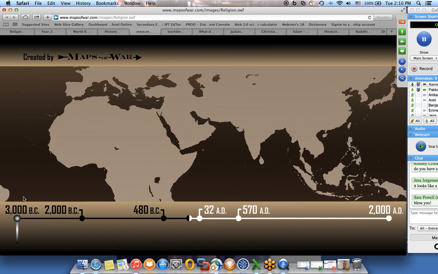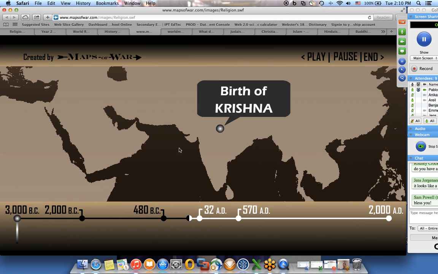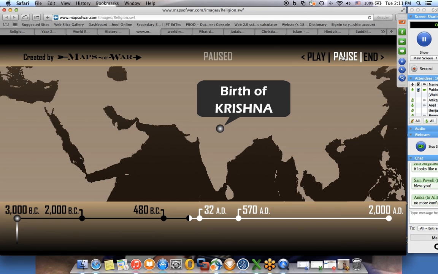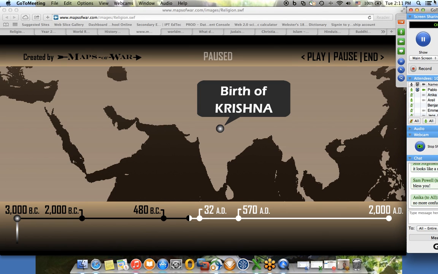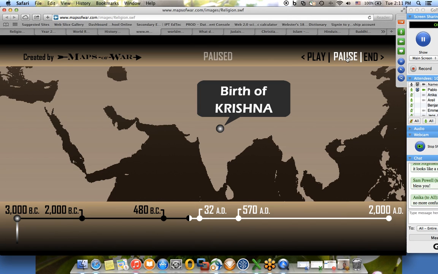So we start about 3,000 years before Christ with the birth of Krishna, okay? So Krishna is kind of, if you wish, the founder. I don't know if it would be appropriate to call him the founder, but he's the founder of the Hindu philosophies and religions, okay? So that starts, and the most ancient religion really is Hinduism.